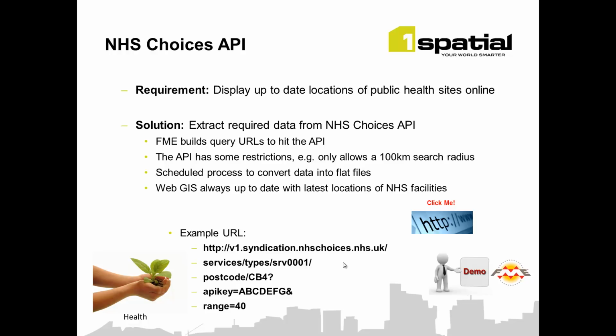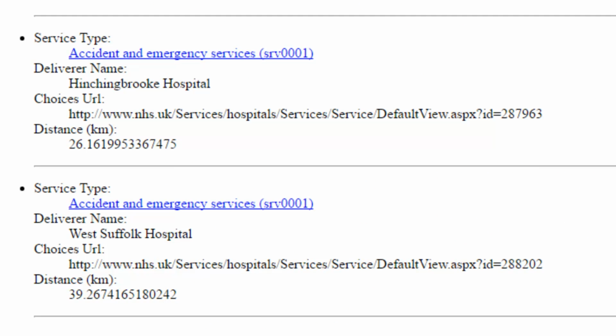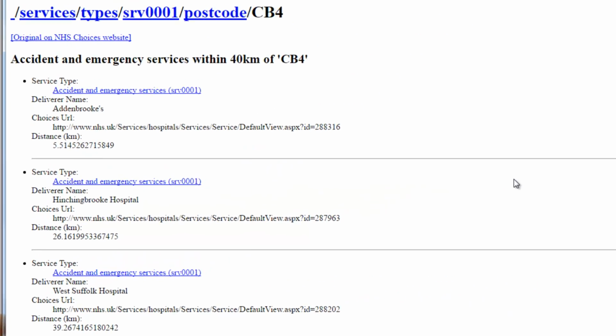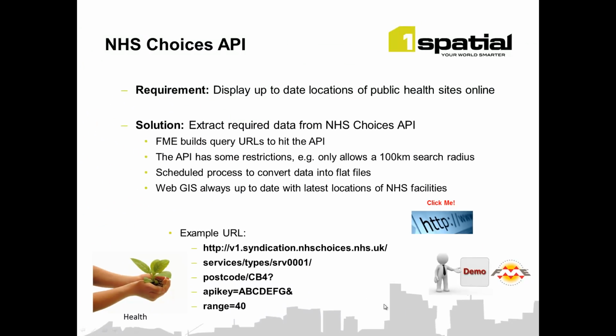When it comes to accessing data on the web, there is a plethora of APIs being made available. So lots of content is being published via APIs. The National Health Service publishes a syndication API, so you can go and get access to a number of different services through this API. So we can see here that we're passing in a postcode and getting back all the accident and emergency hospitals within a 40-kilometre radius of that postcode.